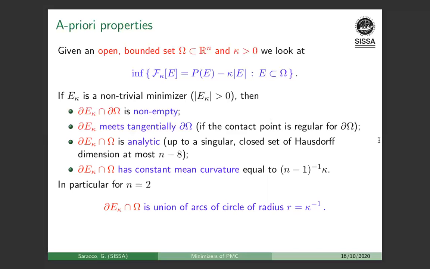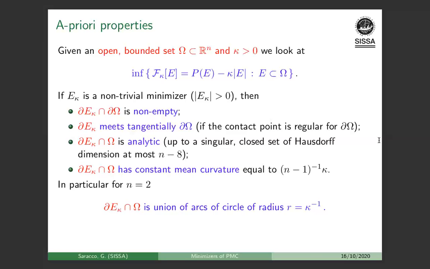So in 2D, what you actually get to know from these properties is that the internal boundary is a union of arcs of circle whose radius is the inverse of the prescribed curvature k. And this is basically the reason why we will be talking today of the planar case, so when the box Omega is in R^2.